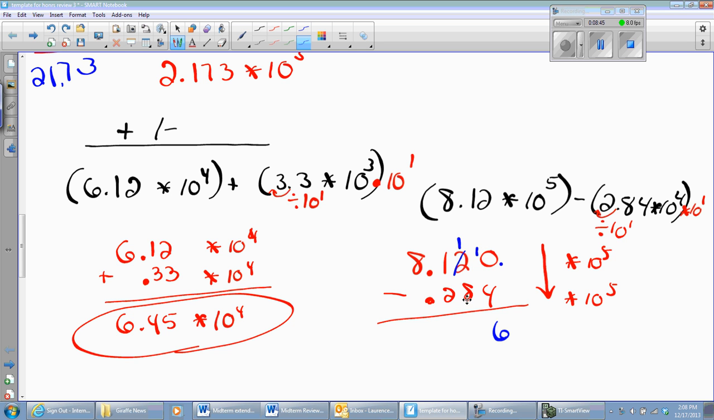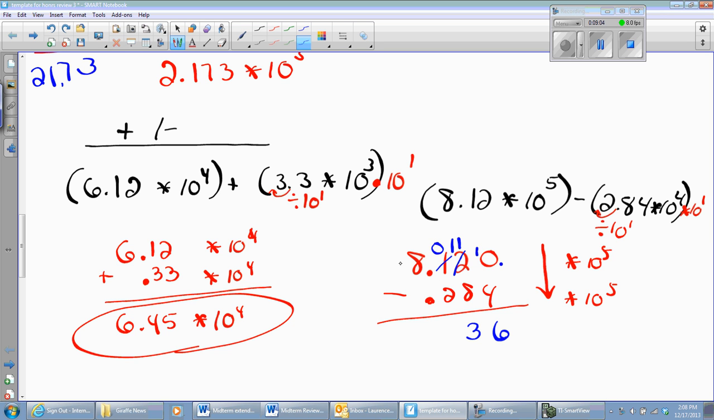I can't take 8 away from 1. So I'm going to borrow from the hundredths. I'm going to take 10 tens and put them here. So now I had 11 tens. I had 1 10, now I have 11. 11 minus 8 is 3. Okay, and technically it'd be tenths, but the principle holds.